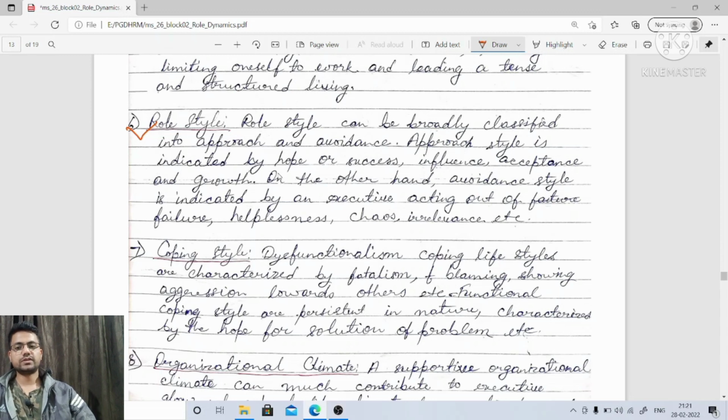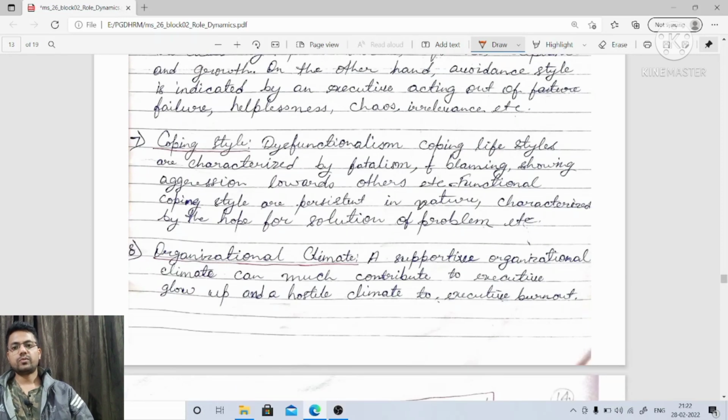You can see two role styles given here, approach and avoidance. First is the approach style and the second is avoidance. In the case of approach style, the person works with hope of success, influence, acceptance, and growth. And in the case of avoidance style, the executive acts out of failure, helplessness, chaos, and irrelevance.